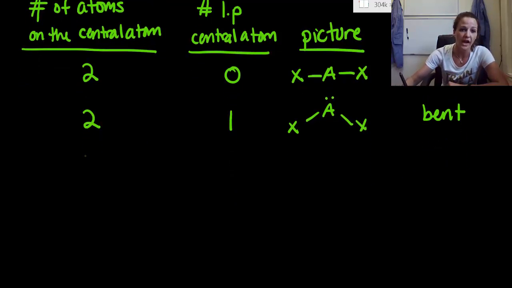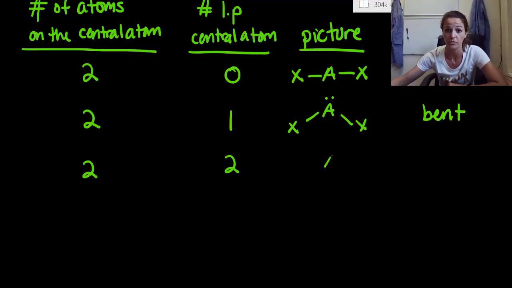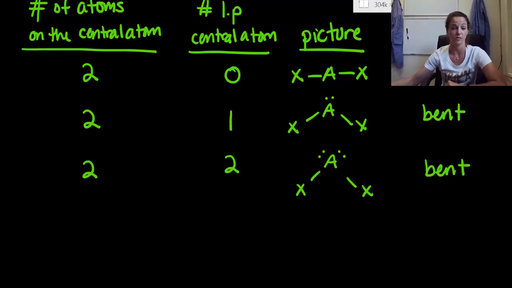Let's move on. What if we have 2 atoms with 2 lone pairs on the central atom. So this would be like water. So we have 1 lone pair here, 1 lone pair here, and now we're connected to 2 different atoms. This also has a bent geometry.